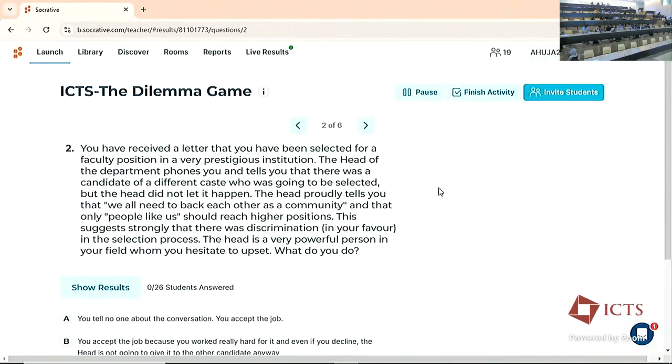So obviously this caste business is particular to India. So if you're from another country and you're not familiar with caste, you can substitute ethnicity or religion and then think, what would you do?